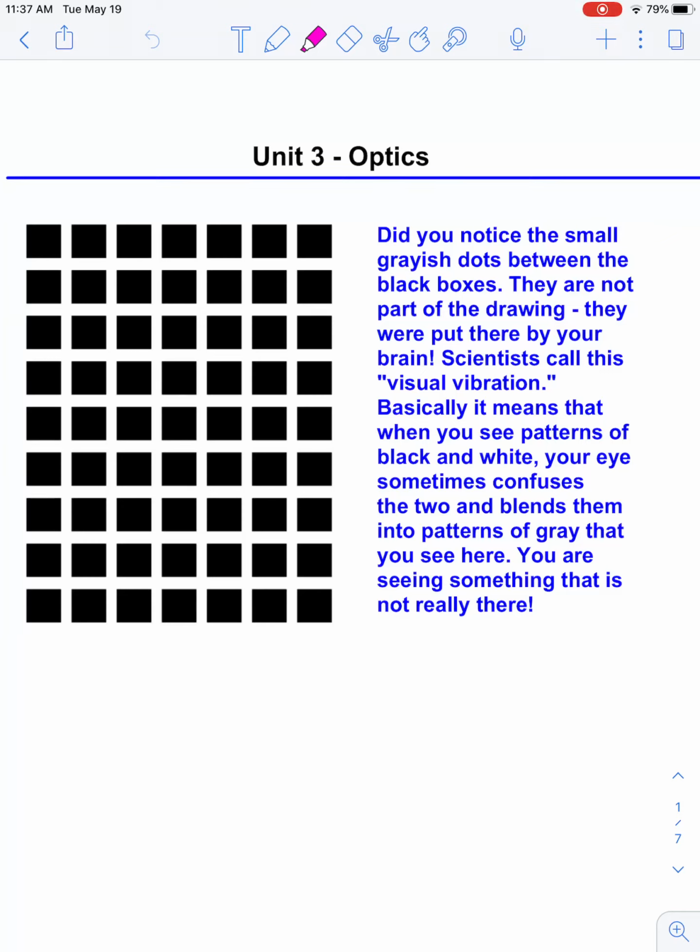Okay, so we're starting our new unit. This is our physics unit, and it is called optics. I'm going to be providing you with quite a few different optical illusions to look at because they're just fun and interesting, and they trick our brain.